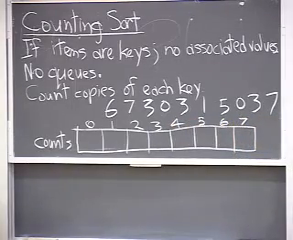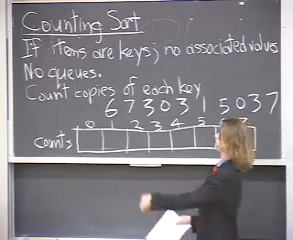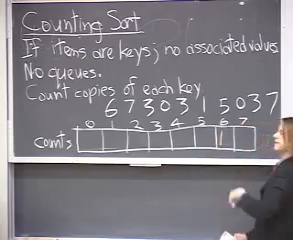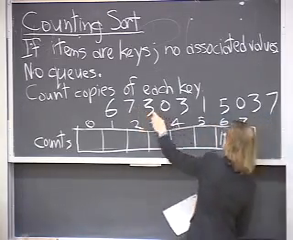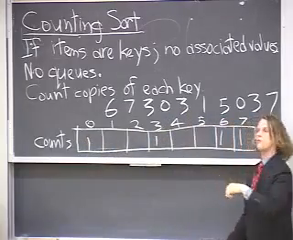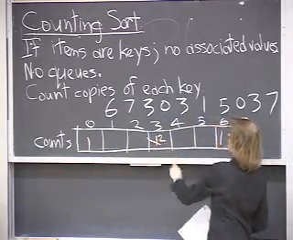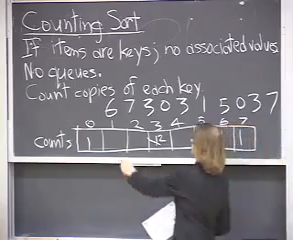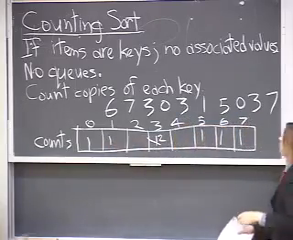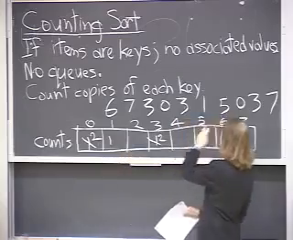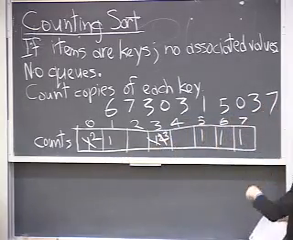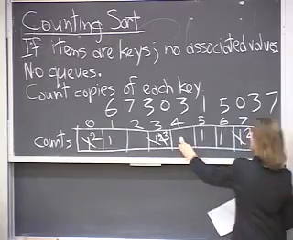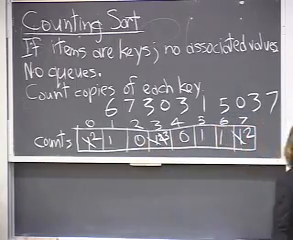So I'm going to start with all of the counts set to 0 and then just walk through my input array and count keys. So I've got a 6. That's 1 in the 6 box. I've got a 7. I've got a 3. I've got a 0. I've got another 3. So the 3 box now goes up to 2. I've got a 1. And a 5. Another 0. Another 3. And 7. And so now this is what my counts array looks like when I'm done.